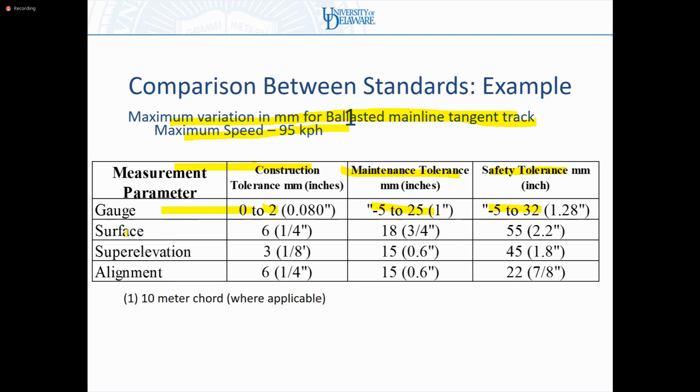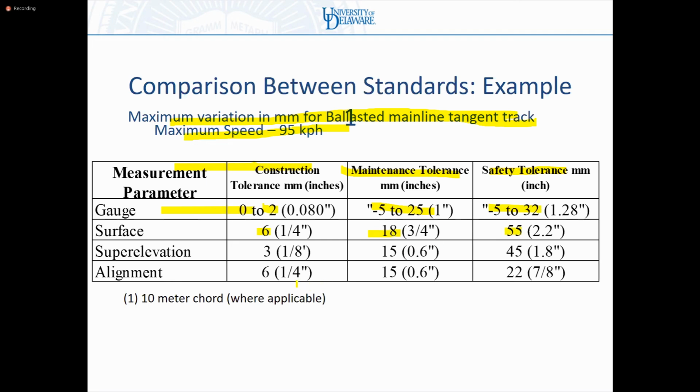All right. Thank you very much. But I don't have to panic at 25. I have to panic at 32. Of course, understand. So now take a look at the differences in surface, for example. Construction standard 6 millimeters. Maintenance standards 18 millimeters. Safety standards 55 millimeters. Well, it's a big gap. Yes, so I have a lot of room in between here.